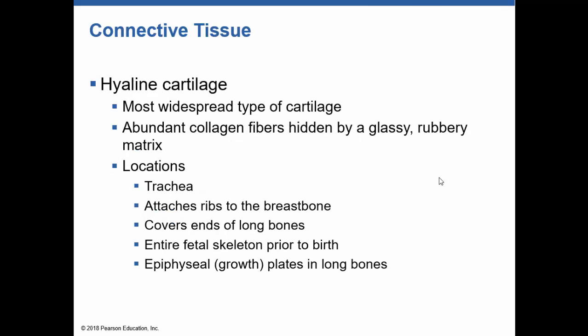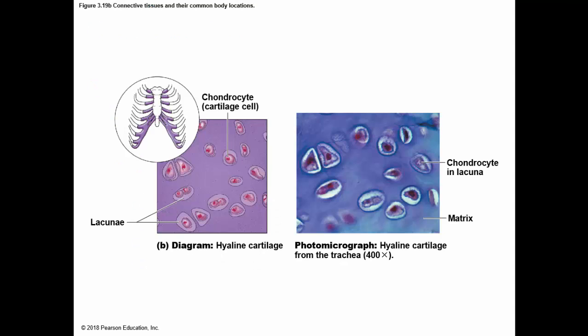The hyaline cartilage is your most widespread type. Now, I'm not going to be asking you about these three types of cartilage. I just want you to know where some of these places that have cartilage are. Locations, so this kind of cartilage will be trachea, your attachments to your rib and your breastbone, the covers of the ends of your long bones, your entire fetal skeleton, as I was mentioning prior to birth, and then your growth plates in your long bones are hyaline cartilage. Here you can see where those are found and some of the cell types.